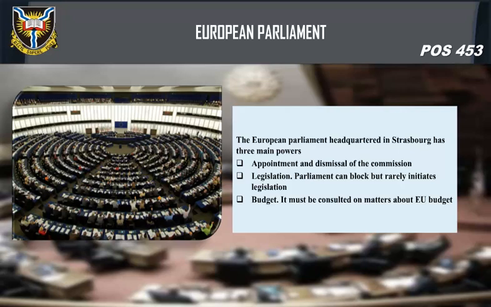European Parliament. The European Parliament, headquartered in Strasbourg, has three main powers. A. Appointment and dismissal of the Commission. B. Legislation. Parliament can block but rarely initiate legislation. C. Budget. It must be consulted on matters about the EU budget.